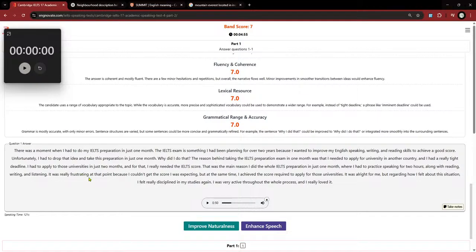It was really frustrating at that point because I couldn't get the score I was expecting, but at the same time, I achieved the score required to apply for those universities. It was alright for me, but regarding how I felt about this situation, I felt really disciplined in my studies again. I was really active throughout the whole process and I really loved it.